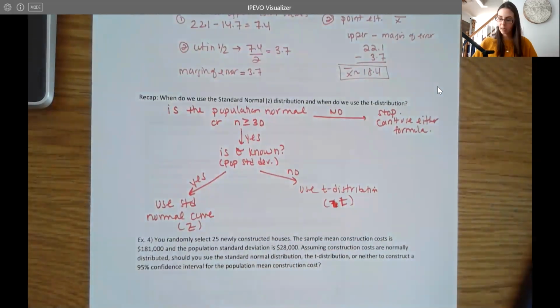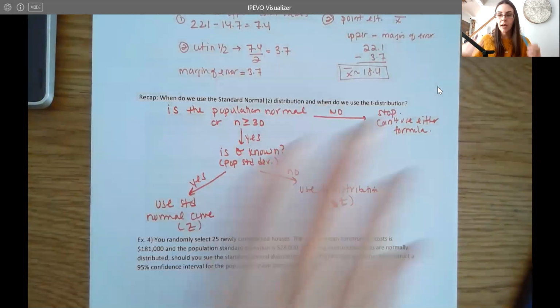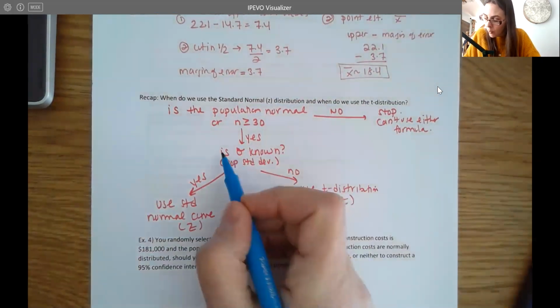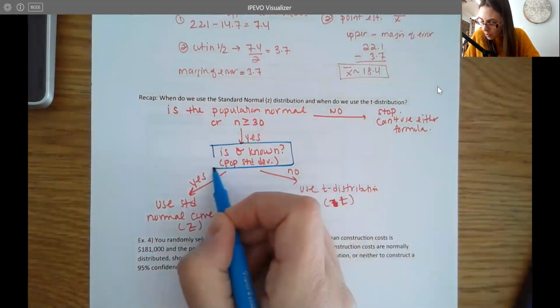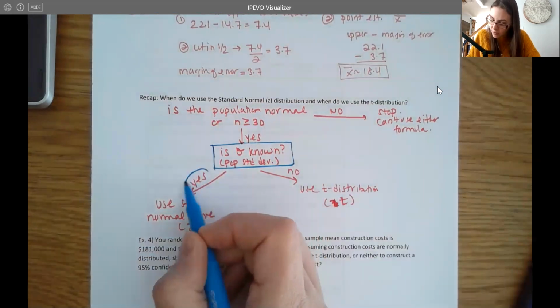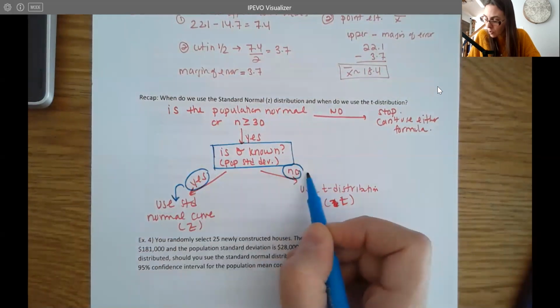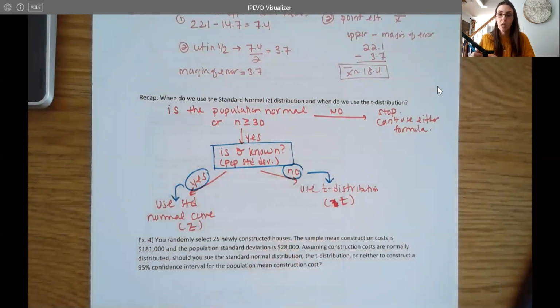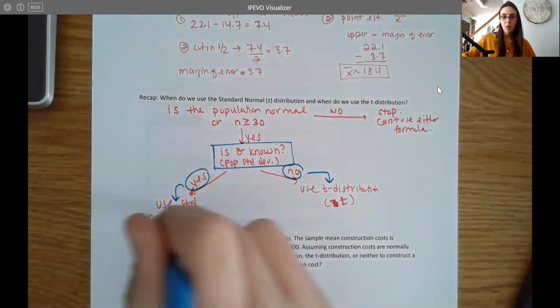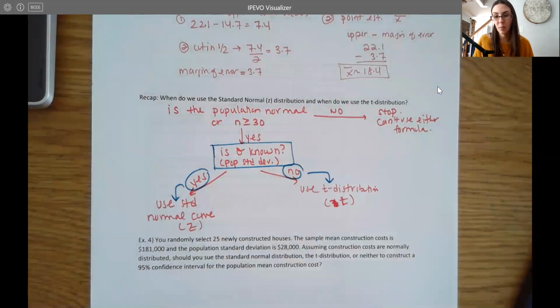So here's the big one. Let's say you know that you can go ahead and proceed. The big question is: is sigma known? If the answer is yes, then you're using z values. And if the answer is no, you're using t values. So that's really important, to make sure you know which formula you're using. Are you using z or t? Otherwise, everything else is pretty much the same.